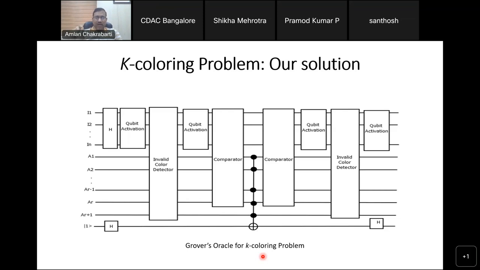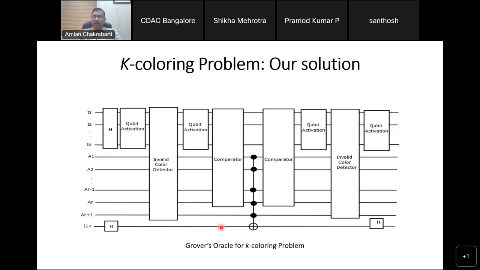We will say that the K coloring problem is not satisfied when, with the initial distribution of K colors that we have taken, we are getting at least one set of adjacent nodes which have the same color. So if they have the same color, then we are not satisfying the K coloring problem, and we have to increase the value of K.